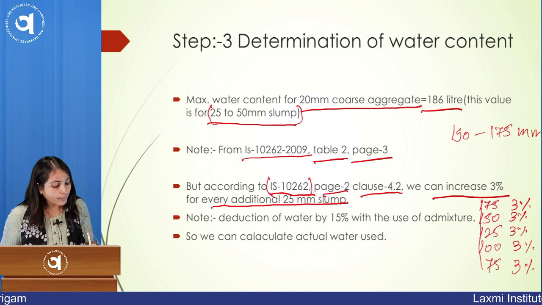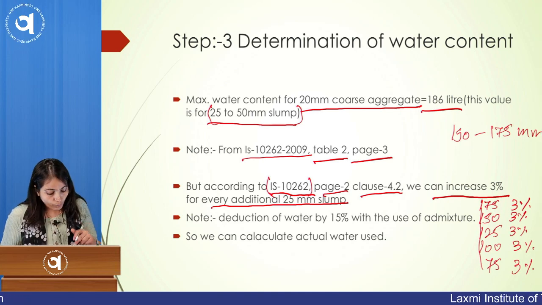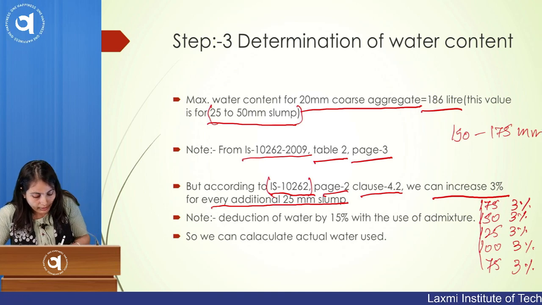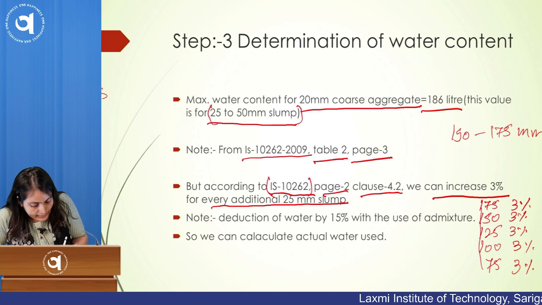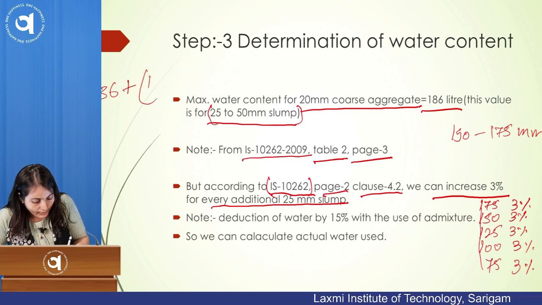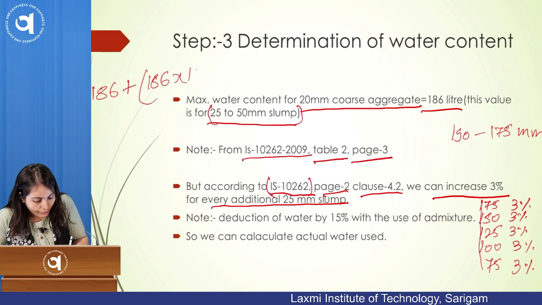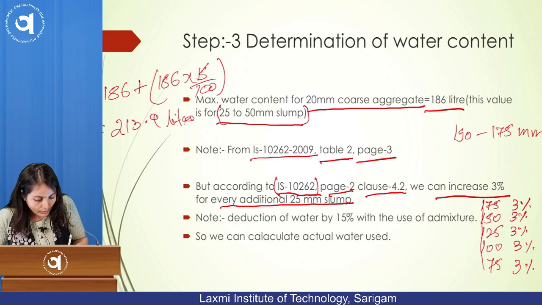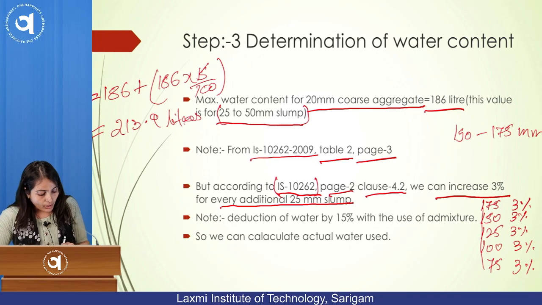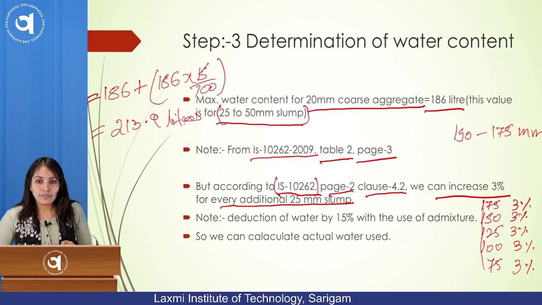So how much total increment did I get? That is 15%. So I will increase the amount of water by 15%. The maximum water content is 186 plus 186 into 15%, so the total water I will get here is 213.9 liters.